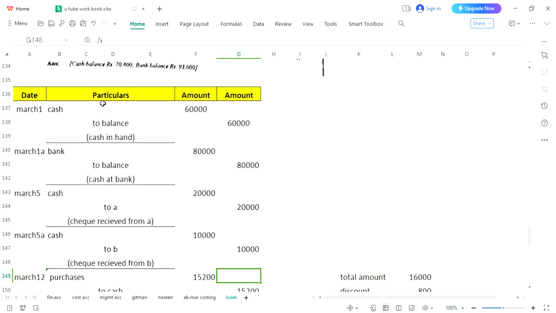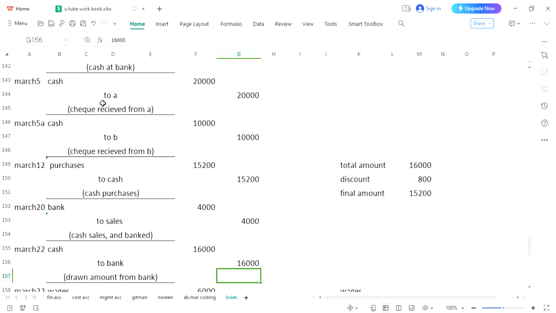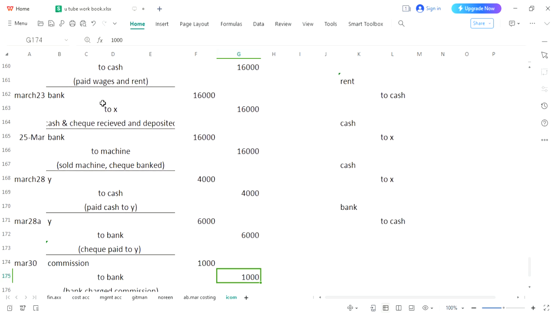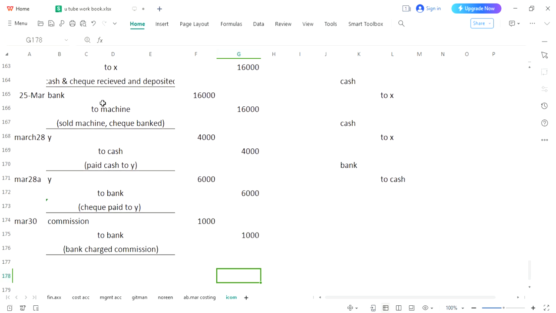We have made all of these. Look at that. All these journal entries have been completed. First part of this question is now ended. We will see you soon again for the solution of second part, where we will make double column cash book.